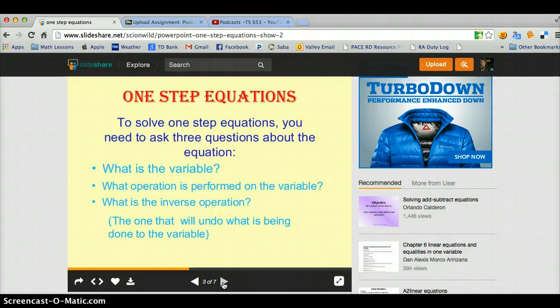Now let's talk about how you actually solve a one-step equation. First, you must ask yourself three important questions. What is the variable? What is the operation being performed on the variable? And what is the inverse operation? An inverse operation is the operation that will undo what is being done to the variable. So if it is addition, the operation that will undo it is subtraction.